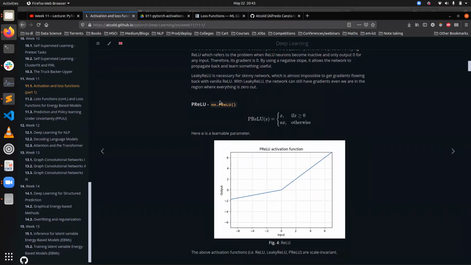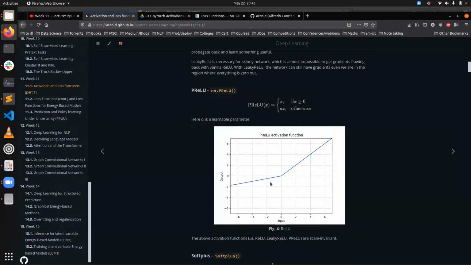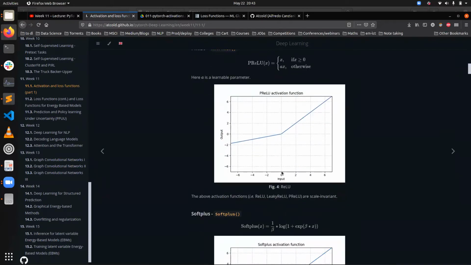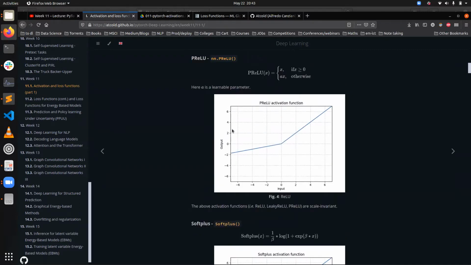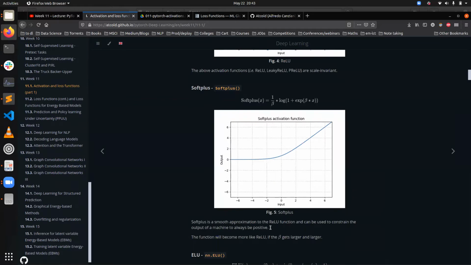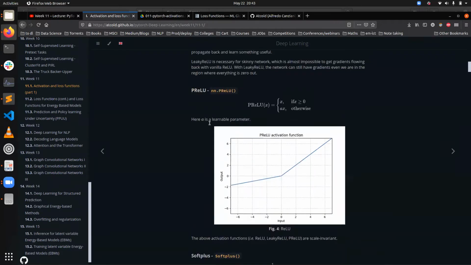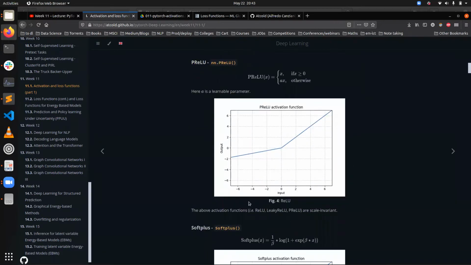Yeah, PReLU, I don't know what the P stands for. The A is a learnable parameter. I'm not sure, but I think it comes below. So he talks about the learning of A as well.